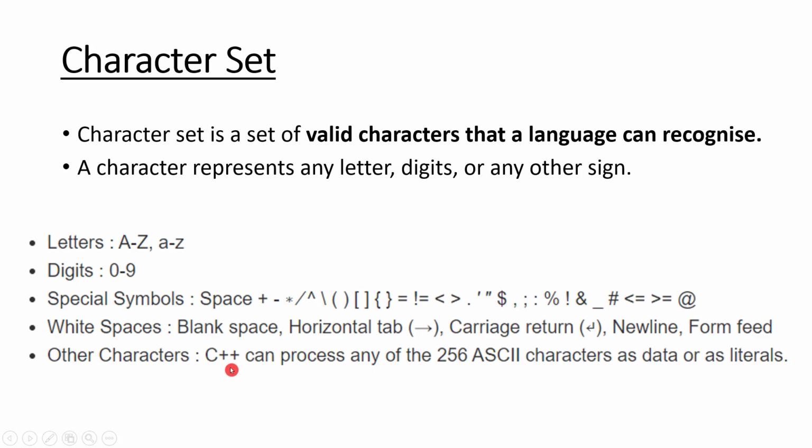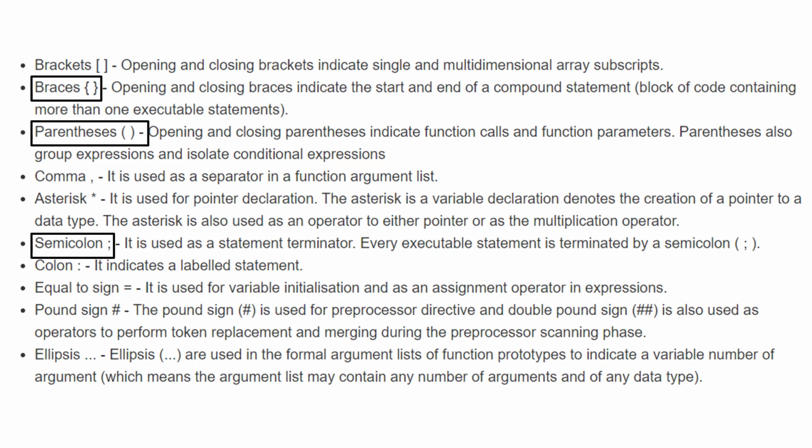Then there are some other characters. C++ can process any of the 256 ASCII characters as data or as literals. These are the characters using which you can write the C++ code for performing the designed task. The very important and common symbols include the braces, which we have seen after the main program. The main program starts with the curly bracket and the entire C++ program ends with the closing bracket. Then we have the parenthesis just after main to denote a void code, and the semicolon, which is a must after every executed sentence.